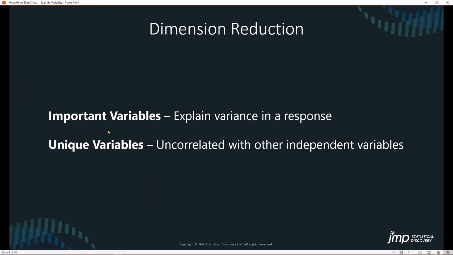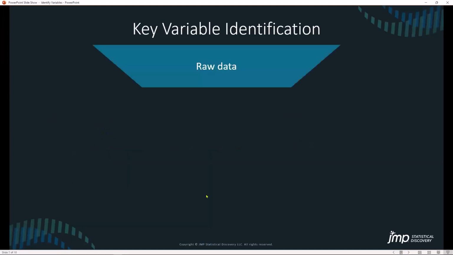And I wouldn't say these are technical terms, but what I mean when we talk about an important variable is a variable that explains variance in a response. So if you move a variable in a direction up or down, that the Y response changes proportionally in some way. And when I talk about unique variables, these are those that are uncorrelated with other independent variables. So if you have correlated variables, that can lead to some challenges in modeling a system. And so we're going to use ways to find both those important and those unique variables.